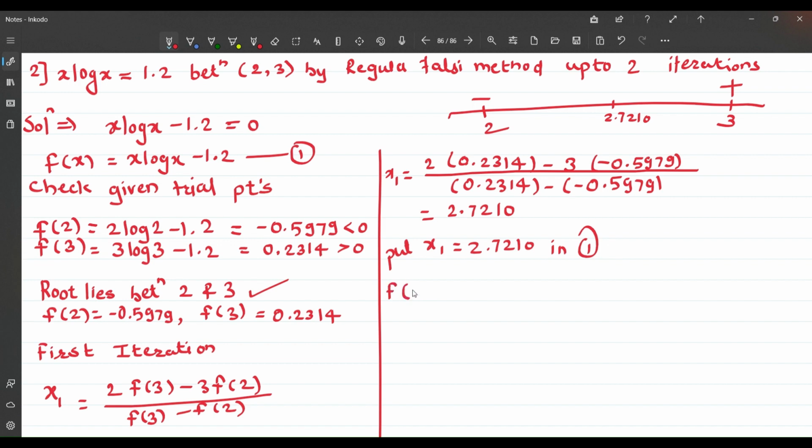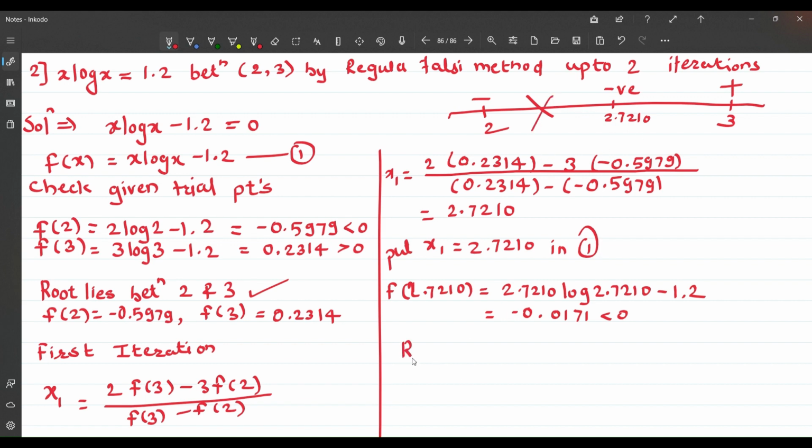Then we have f of 2.7210 is equal to 2.7210 into log 2.7210 minus 1.2. By using the calculator, we can solve this one also. The answer is minus 0.017, which is less than 0. So the answer of this function is negative, so the same sign will get cancelled.